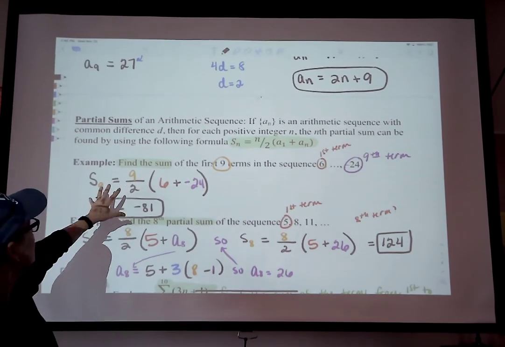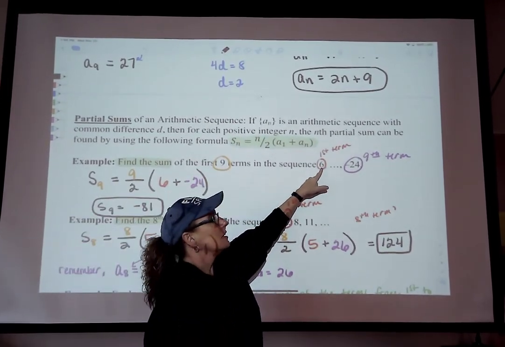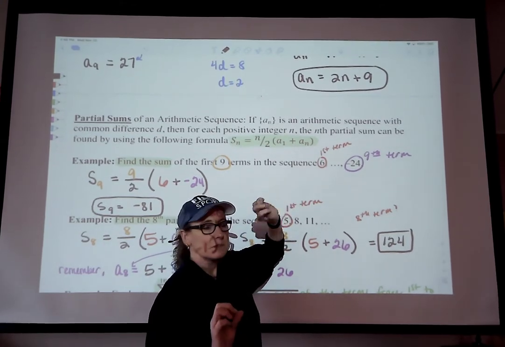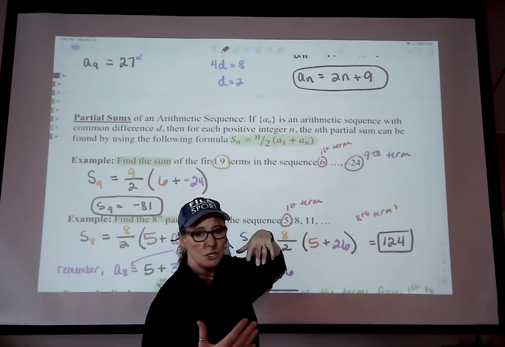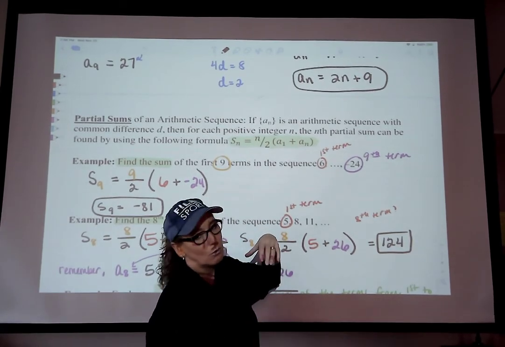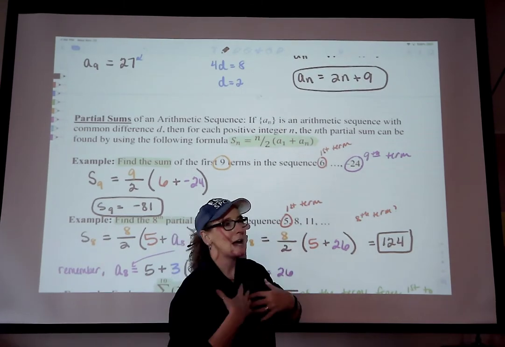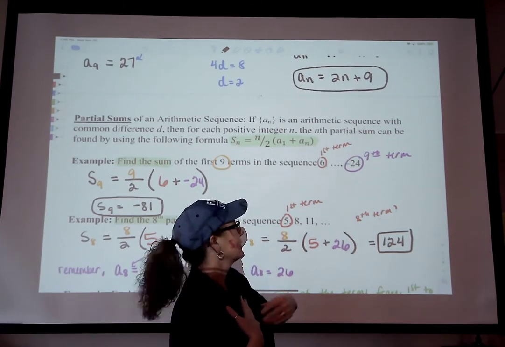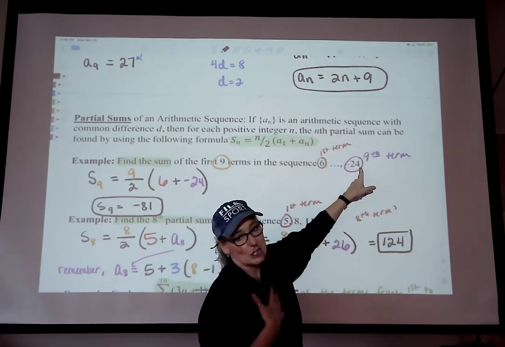Okay, so in this first example, it says the first 9 terms. Not real crazy about the way this question is worded because it doesn't tell you, hey, negative 24 is your last one. That is your 9th one. So my bad on that. I'm not really crazy about the way it's worded. This is definitely your first term. Take my word for it. This is your 9th term, okay?